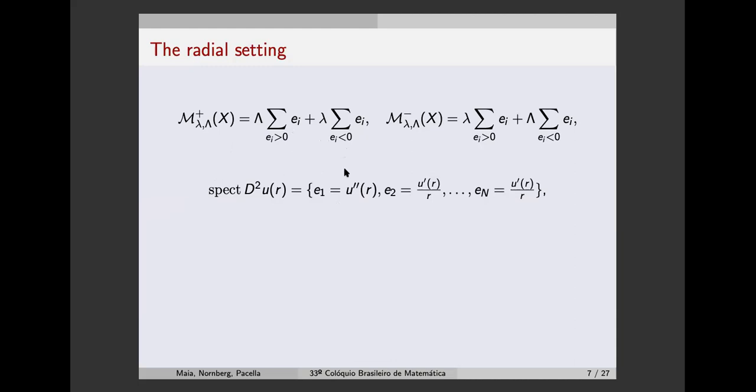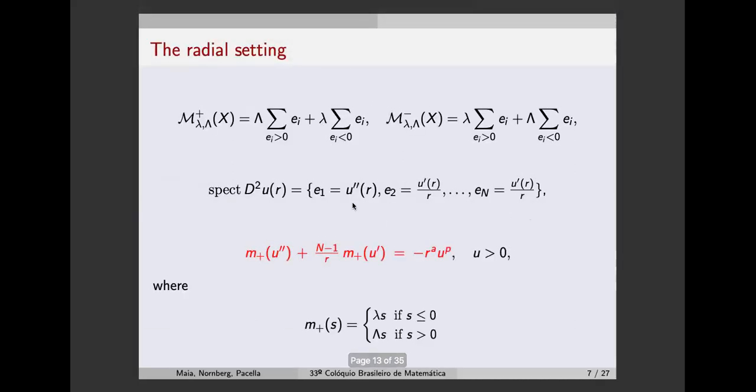In case we're looking for radial solutions, we have shown before that the spectrum of the Hessian matrix is given by this eigenvalue and the other u prime over r eigenvalues. So we know how the Pucci operator is stated in terms of these eigenvalues for radial solutions. When looking for radial solutions of the Pucci's operator, the expression of the operator becomes a lot more tractable.